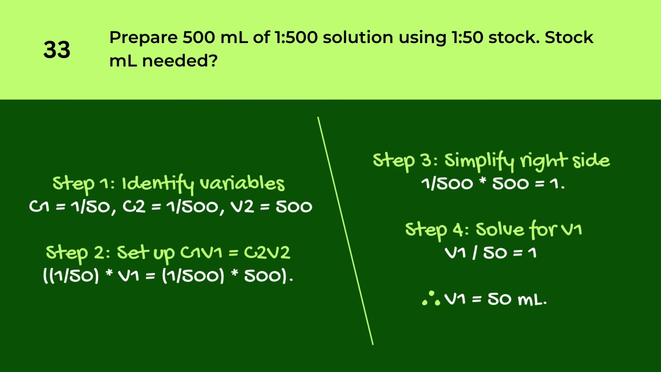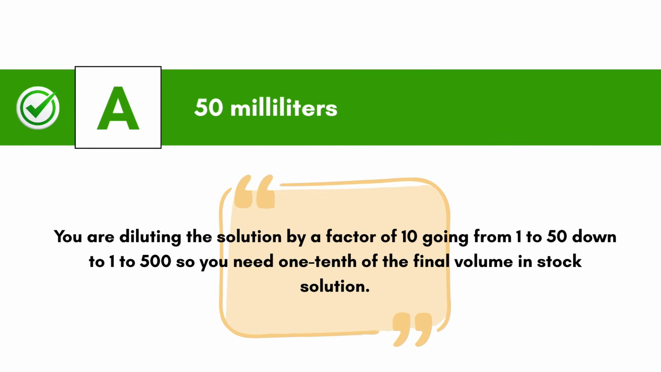On the right side, 1 over 500 times 500 simplifies to just 1. So our equation is now V1 divided by 50 equals 1. If we multiply both sides by 50, we solve for V1. Lock it in. The math tells us we need 50 milliliters. That's it. Option A is correct. You are diluting the solution by a factor of 10, going from 1 to 50 down to 1 to 500. So you need 1/10 of the final volume in stock solution.